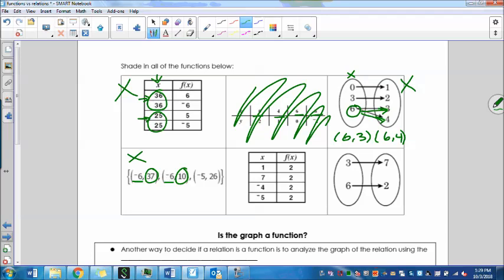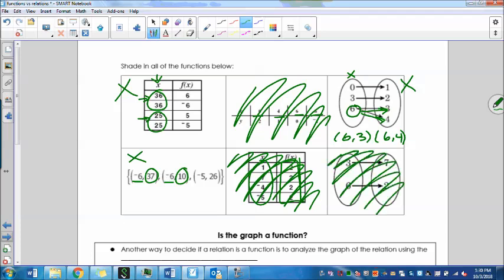For our table, we have all different x values. 1, 7, -4, -5 are all different. So it doesn't matter that all of our y's are the same. Our x's are all different, so this is a function. Our last mapping, 3 is going to 7 and 6 is going to 2. Those are two different x's and they have two different y's, so that is a function.